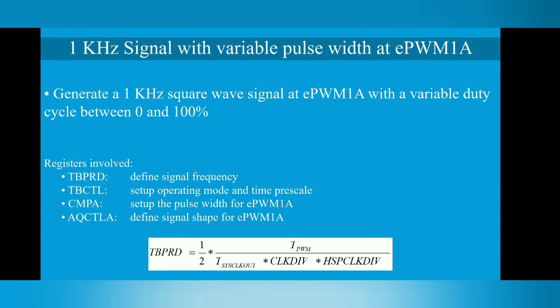So what are the registers which we need? We need the TBPRD, time base control register, compare, and action qualifier, and this is the formula for using up-down counting mode, which we are using. Okay, so we will see in the real-time application, and we will come back here.